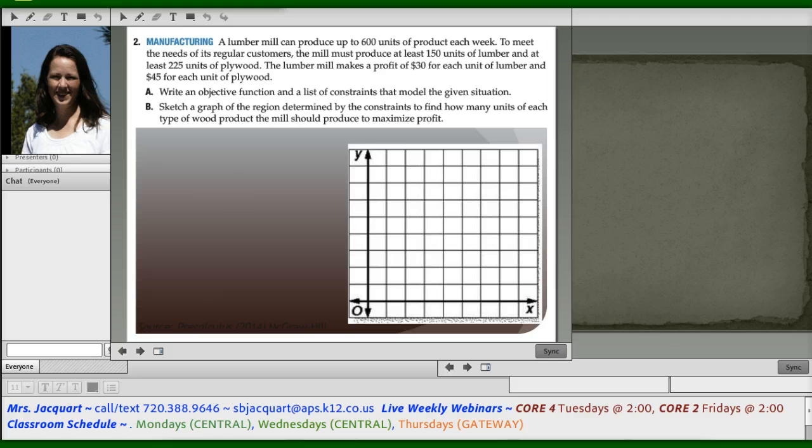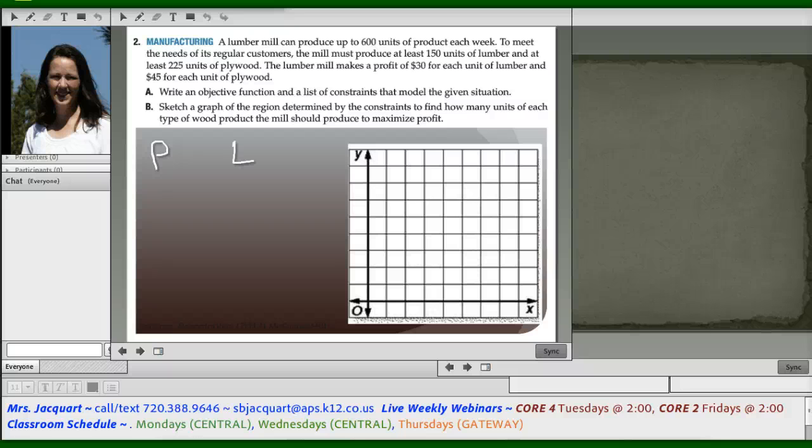Okay, so a lumber mill can produce up to 600 units of products each week. To meet the needs of its regular customers, a mill must produce at least 150 units of lumber and at least 225 units of plywood. So we have a P and we have an L. Those are what we're going to use.